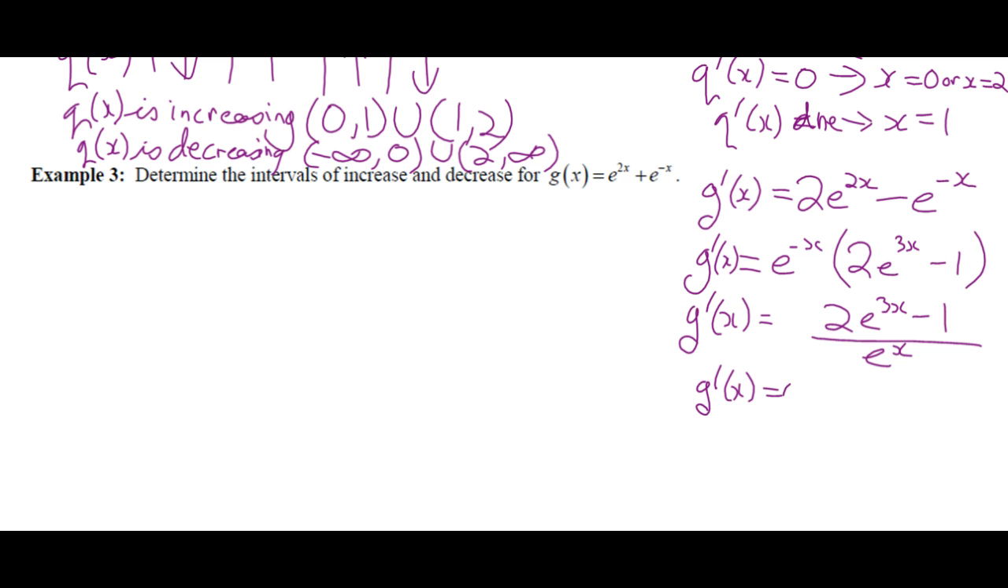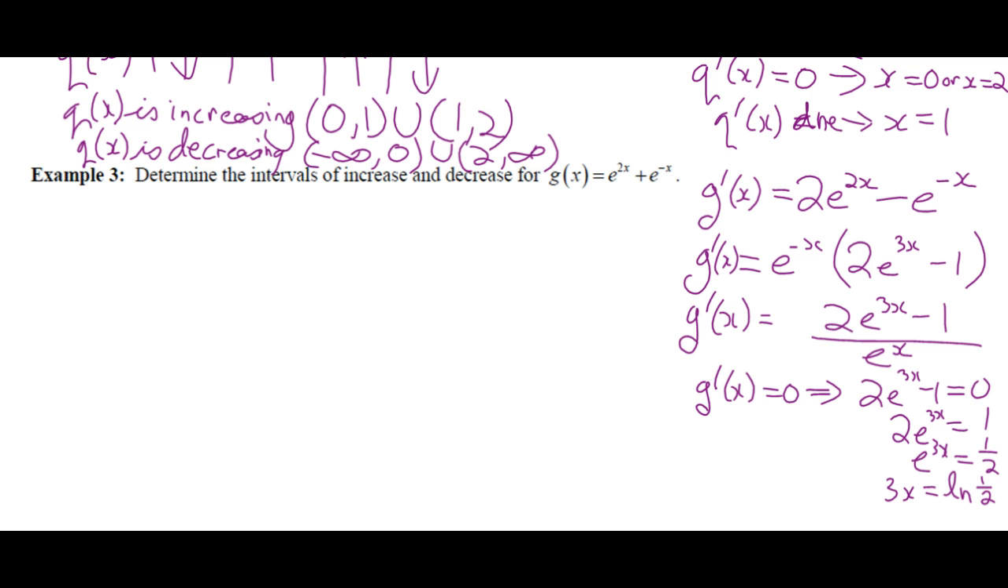So g prime of x equals 0 means that 2 times e to the 3x minus 1 is equal to 0, which means 2 times e to the 3x is equal to 1, which means e to the 3x is equal to 1 half. And we will change that from exponential form to logarithmic form. So my exponent is 3x. So 3x is equal to, my base is e, so I'm going to write ln, and the value we get is a half, so e to the 3x equals a half. So just change from exponential form. So ln, which is a log base e, the exponent is 3x, and the value we get is a half.